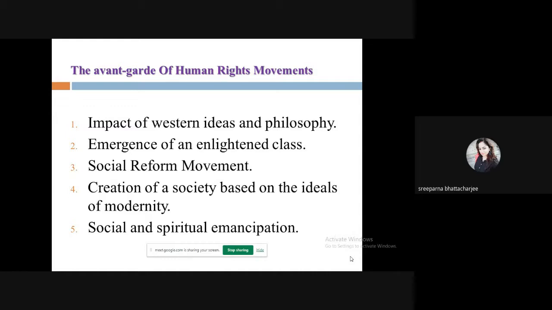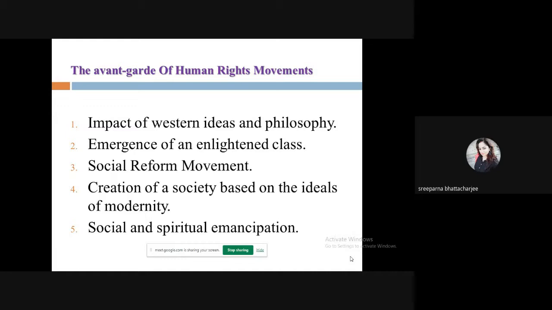But we find that the colonial period brought a different notion, an evolution of a set of ideology, which was a very important source for the organization of movements of different sorts in India. Various kinds of movements that we will discuss in subsequent slides. The beginning of the human rights movement was based on the impact of Western ideas and philosophy, the emergence of an enlightened class, social reform movements, creation of a society based on the ideals of modernity, and social and spiritual emancipation.